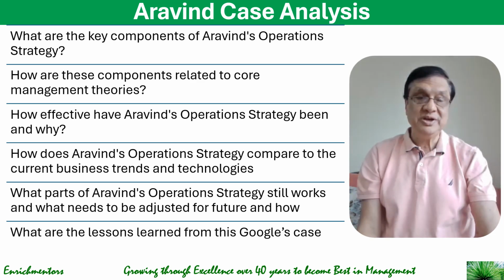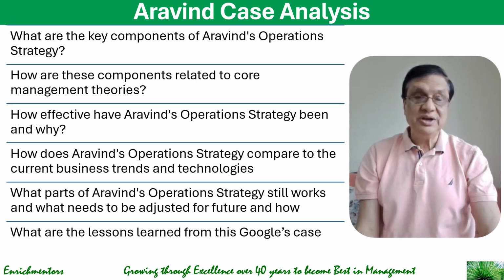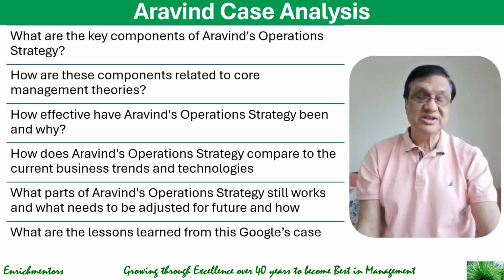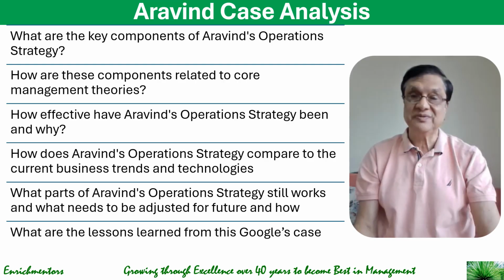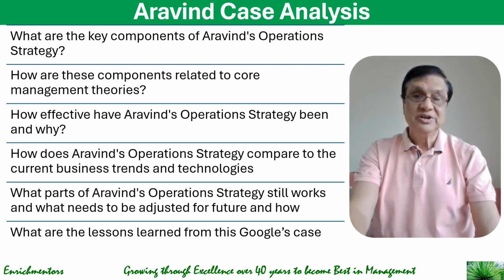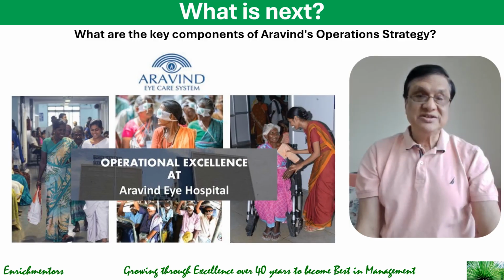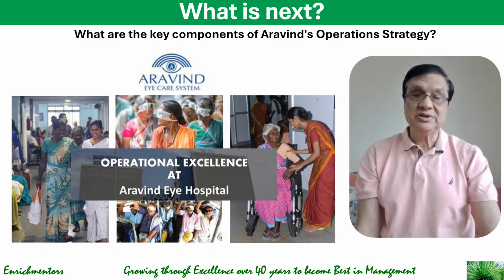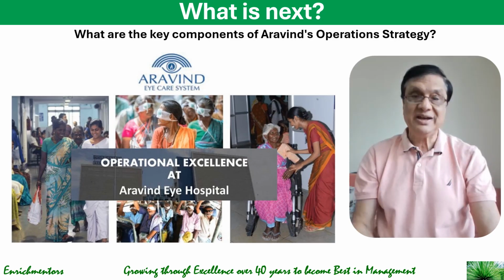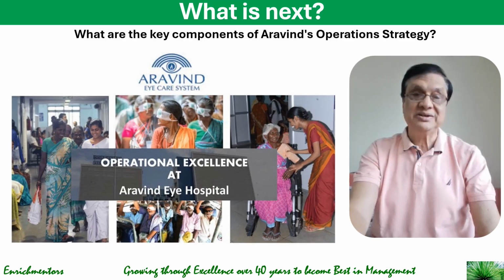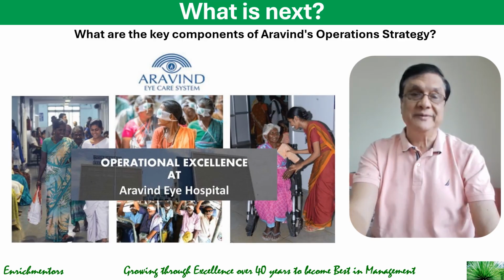The sixth question would be then to answer what are the lessons learned from this Arvind's case. So these are the 6 core questions that you need to answer as we go forward. So ready? So what do we do next? So go ahead, read the case, prepare the first question, and that is what is Arvind's operation strategy and what are the key components? And once you are ready with that, let's come back and take a look at that in the next lecture and compare and contrast your answers with mine.